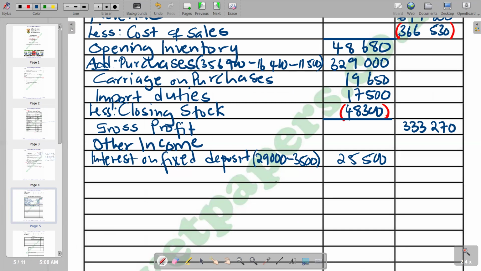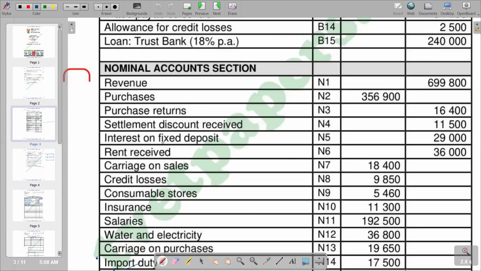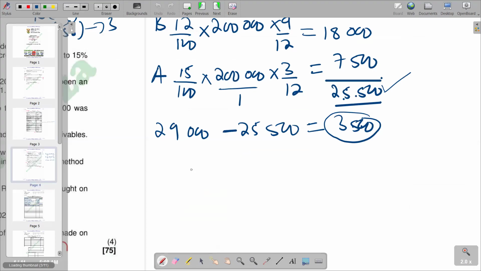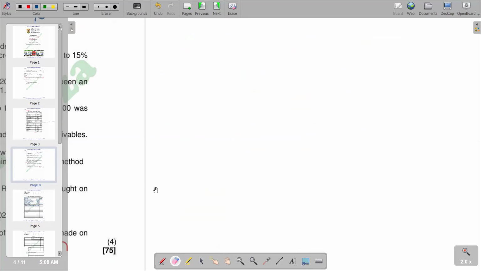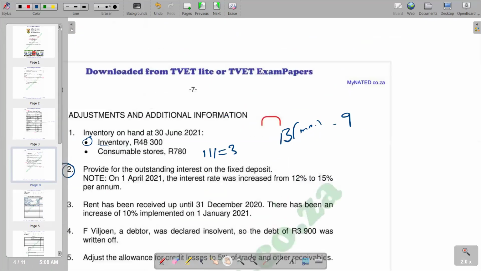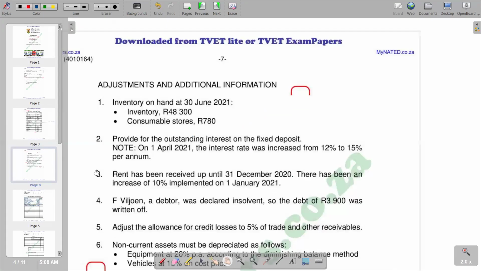Then from there, we check other income that we have in the question. It is also good. So we got rent receipt with an amount of 36,000. But obviously, we go to additional information again and try to see what actually do we have. So in terms of rent, if you go to additional information number 3, we've got an explanation of rent. Saying rent has been received until 31 December 2020. There has been an increase of 10% implemented on 1 January 2021. So we've got an increase again.